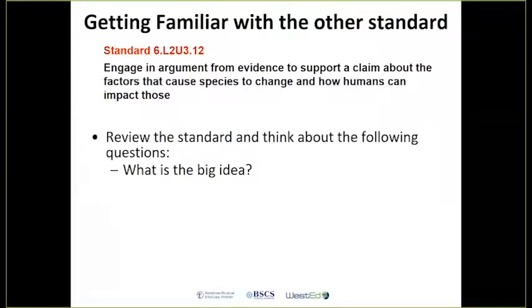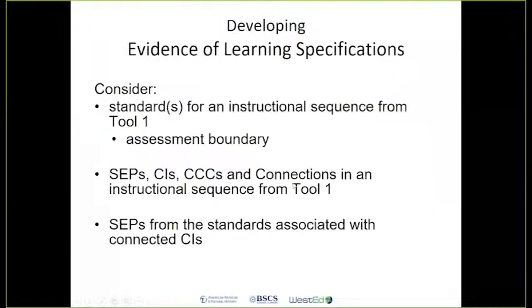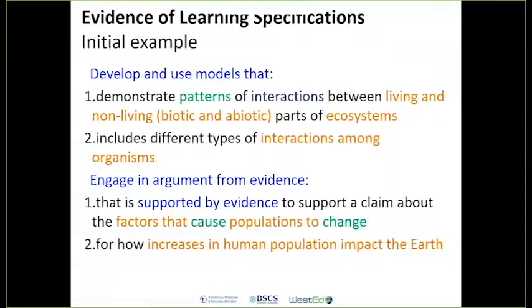So we want to review the standard and think about the following questions again. What's the big idea? What are those science engineering practices, those core ideas, and those cross-cutting concepts that we identified in Tool 1? And what science engineering practices from the standards are associated and connected to the core idea, always making sure that we're eventually going to hit the science engineering practice that the standard calls for.